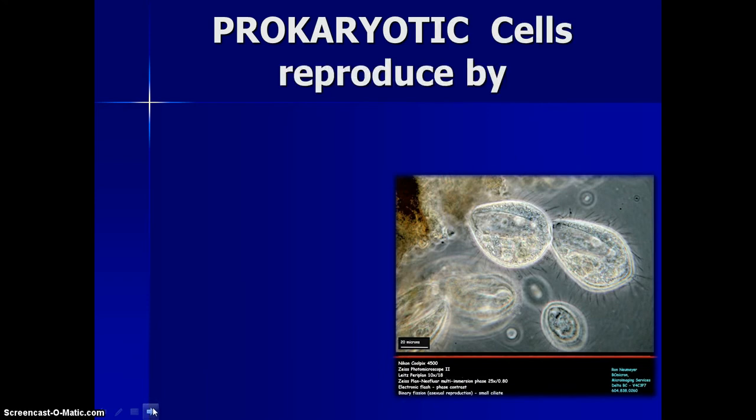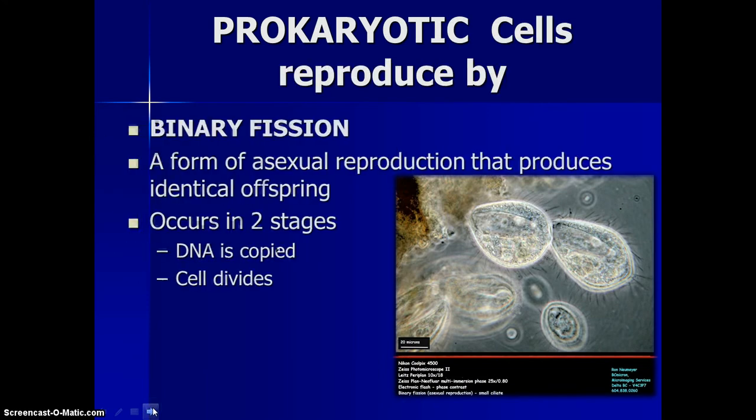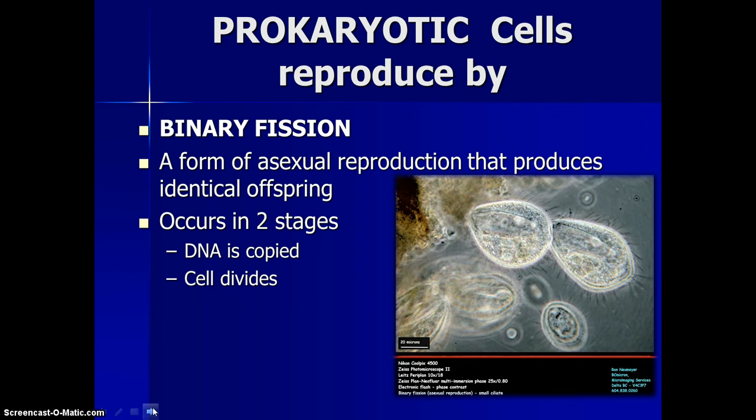Prokaryote cells have an entirely different process, which we call binary fission. It is a very fast and a very simple process, since prokaryotes themselves are quite simple. Here it goes. You ready? The DNA is copied, and then the cell divides. That's it. Pretty easy.